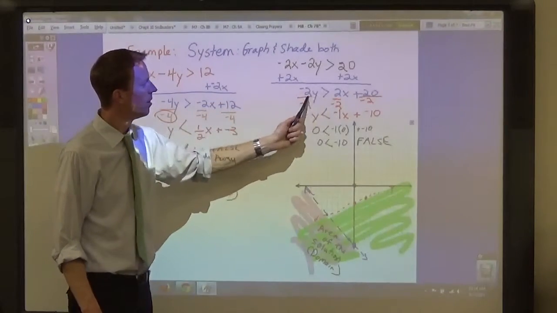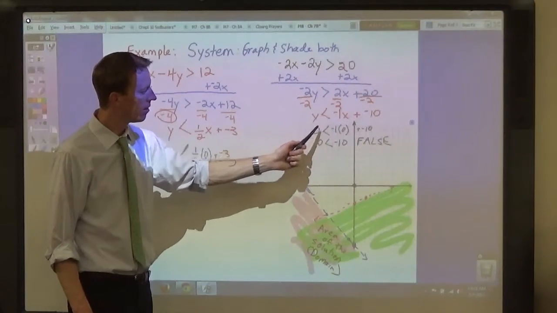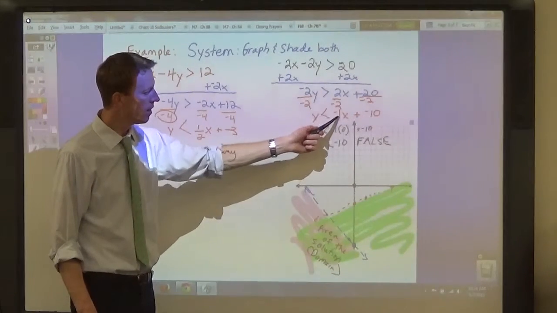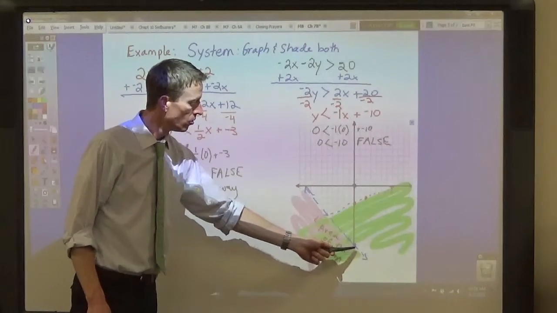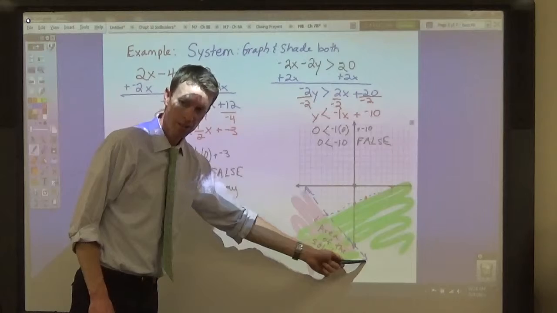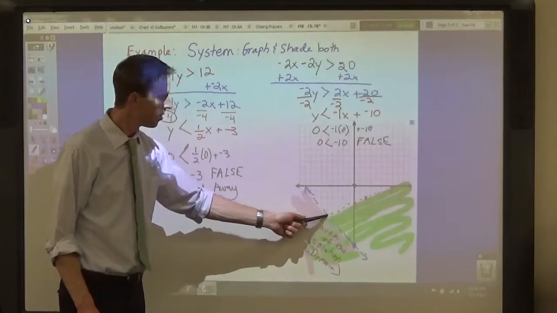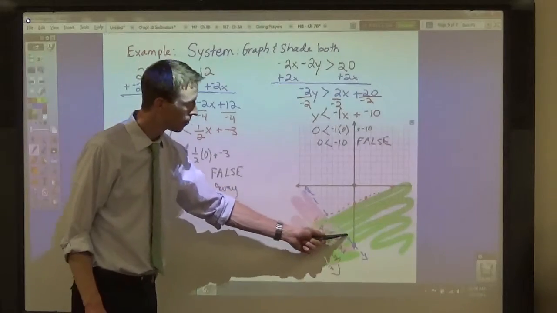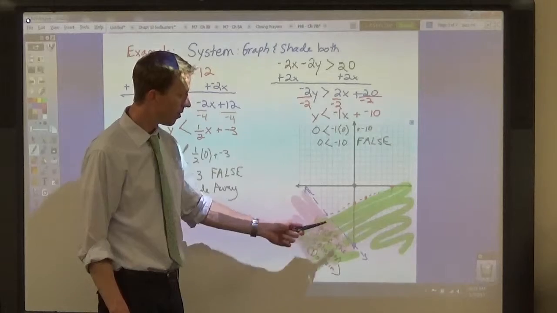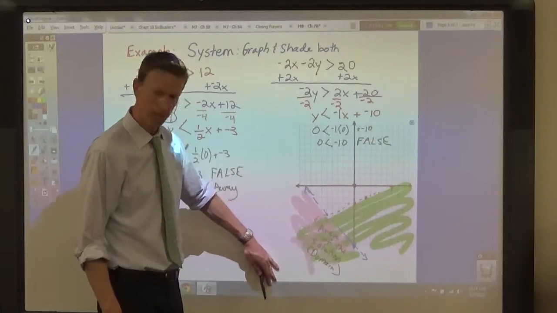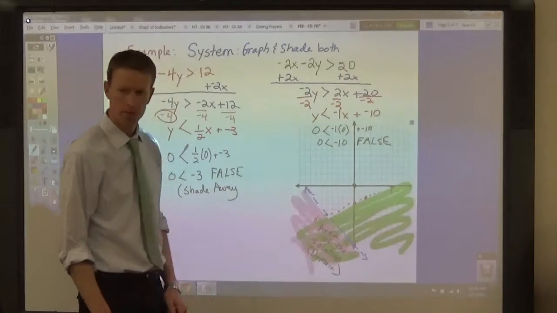Okay? Look at this one. Add 2x, divide by negative 2 again, reverse the sign. So y is less than negative 1x plus negative 10. So from here you go down 1 or up and left, the dashed line. And we put in 0, 0 again, and it made it false. So we shade away from that point. And then this is the area of the solution.